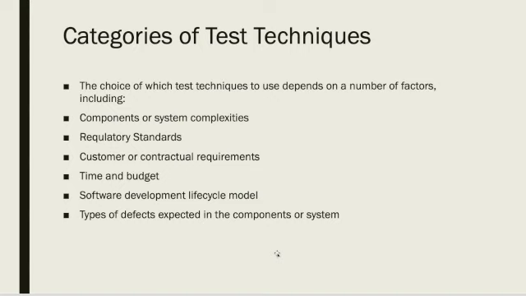So we have categories of test technique. The choice of which test technique to use depends on a number of factors. Like I said, there are different factors that will affect the kind of test technique we will use in any software application, depending on the application being tested. Then you choose which technique you will use in conducting the test. So depending on customer contractual requirement, time and budget, software development life cycle, type of defect expected, and so on, that will determine what technique.